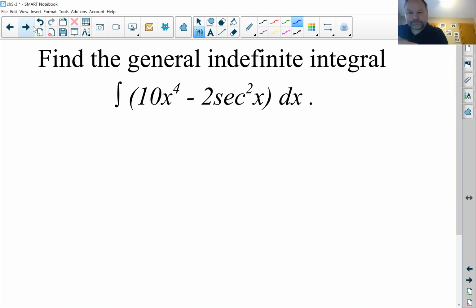So a problem might ask you to find the general indefinite integral, and it might not even have the word general there. It might just say find the indefinite integral. So I have the integral of 10x to the fourth minus 2 secant squared x.